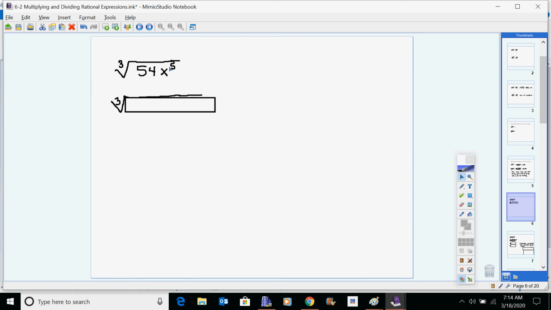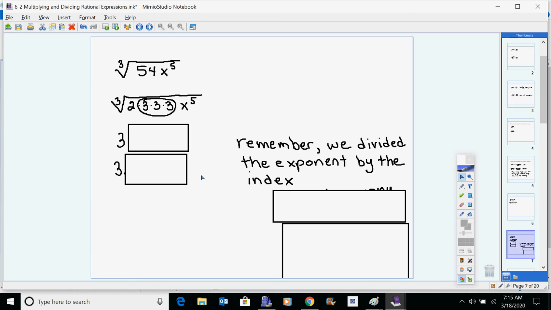So cube root of 54, if you prime factor it, you're going to get 2 times 3 times 3 times 3 x to the 5th, just for the number part. So the number part of our radicand, you've got 3 3's. So 1 3 can pop out. So that's our first part. 1 3 pops out, and you're left with a 2 that's going to stay underneath the radical. And x to the 5th is still there.